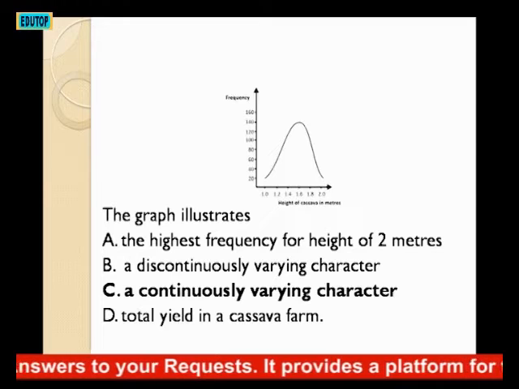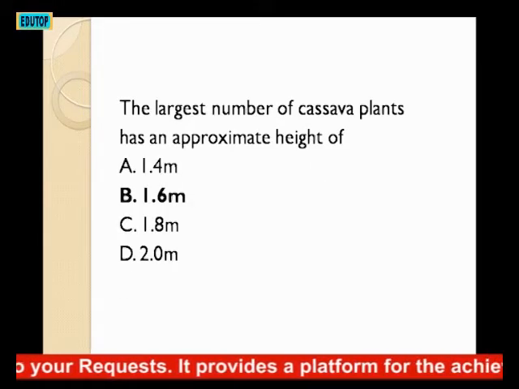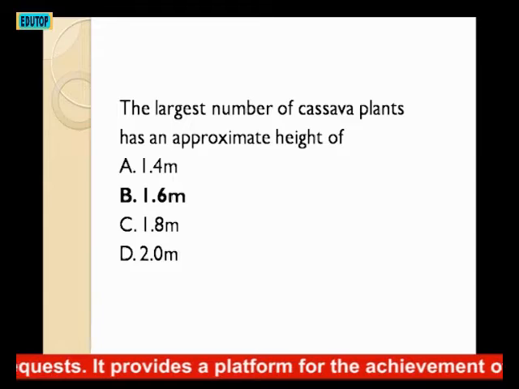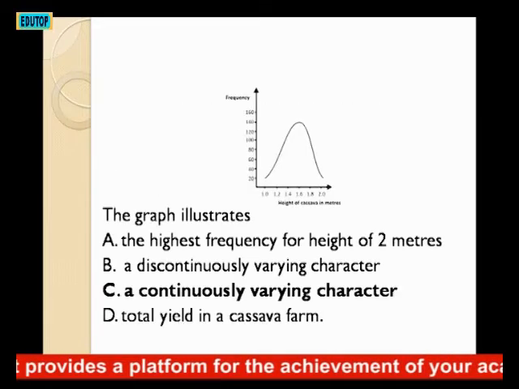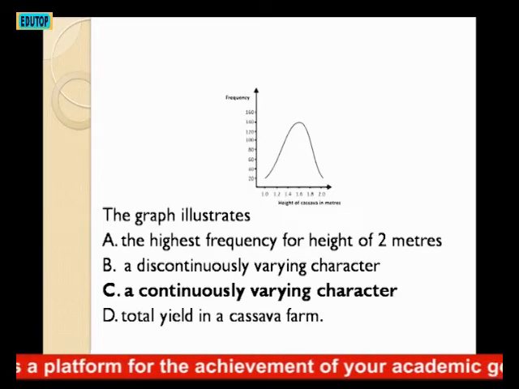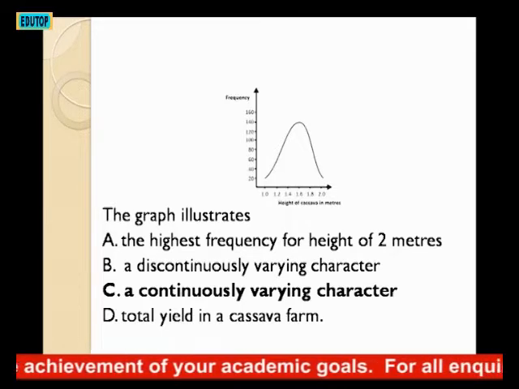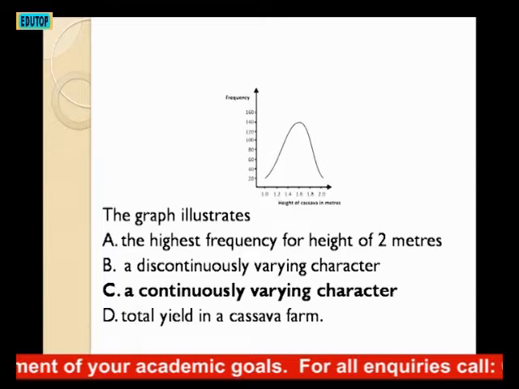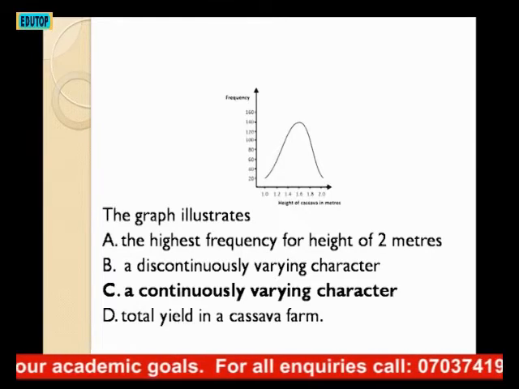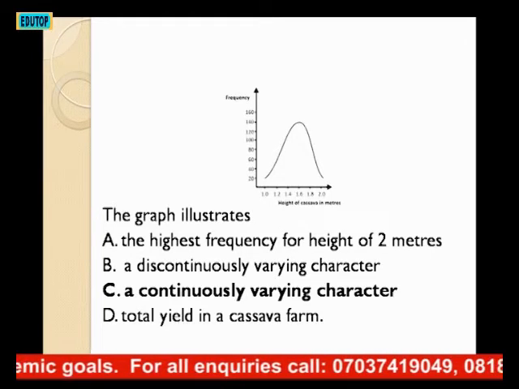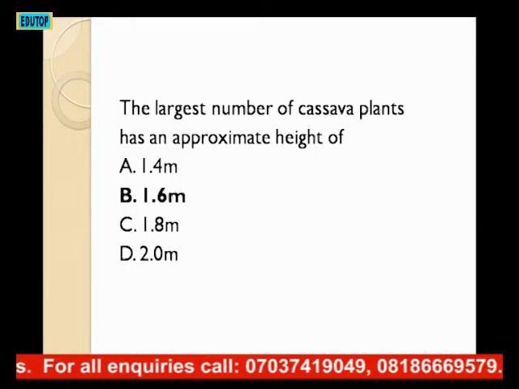Then the next question, the largest number of cassava plants has an approximate height of. So you just look at the largest number of cassava, that is the frequency, the highest frequency that is found in this graph is 140. So you just trace it to the corresponding height, and that is 1.6 meters. The answer is B, 1.6 meters.